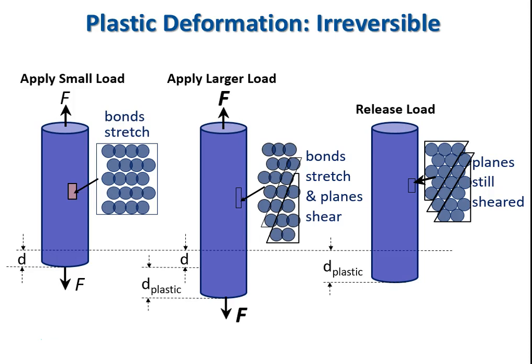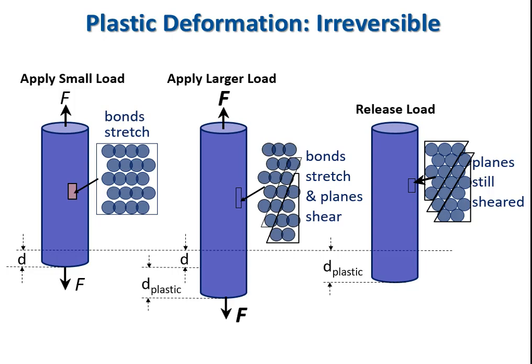But if we continue to apply larger loads, as shown by the big bold F in the center diagram, we can induce a little bit more deformation, in fact quite a bit more deformation, and that's indicated by the bottom D plastic in the center diagram. At this point, if we zoom in on our atomic structure again, we'll notice that we've now done something different. We haven't just pulled the planes of atoms a bit more apart, increased interatomic spacing, we've actually caused them to slide relative to one another. So not only are the bonds stretched, but we've actually had some shearing.